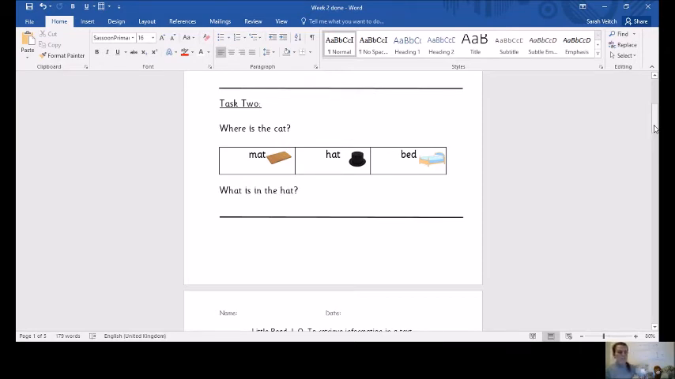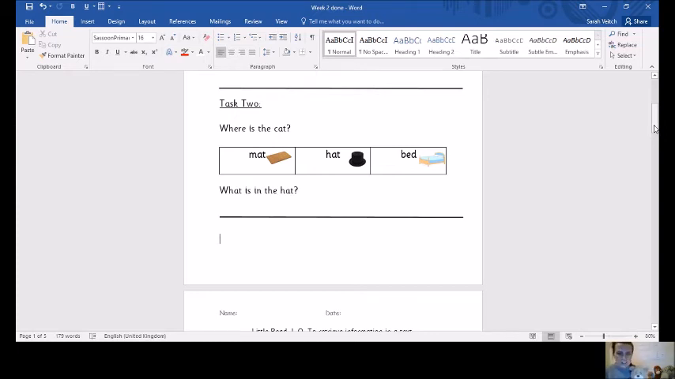We have said the sentence again to ourselves, a cat in a hat, and we think that the cat is in the hat. So we would circle hat on our sheet. What do you think? I think we're right. How about you at home? I hope you got that one right.